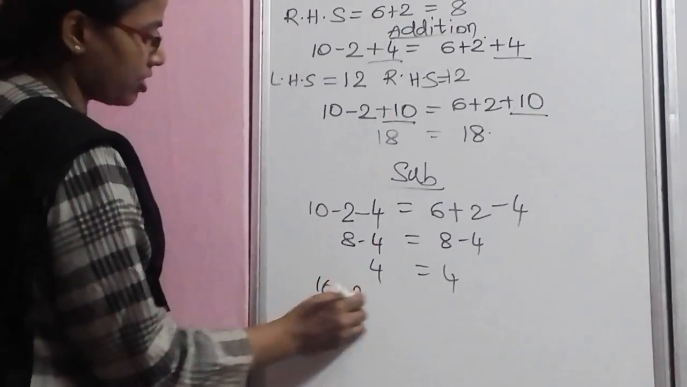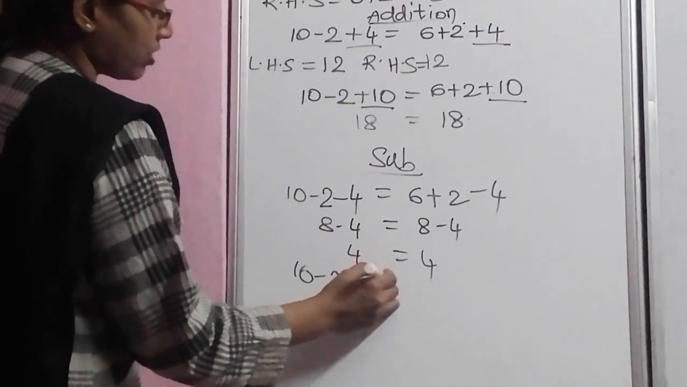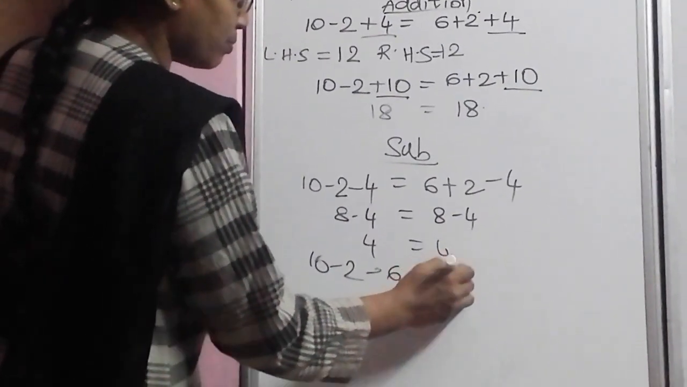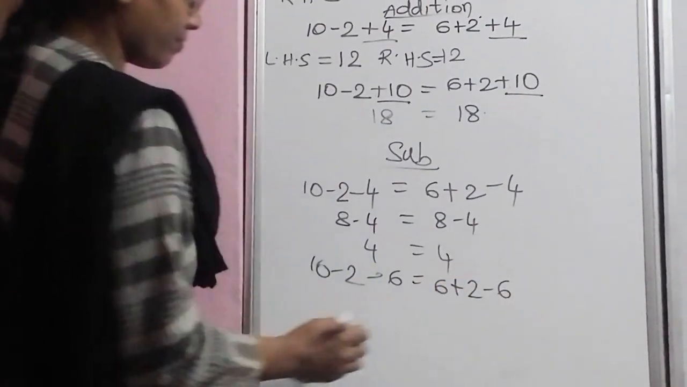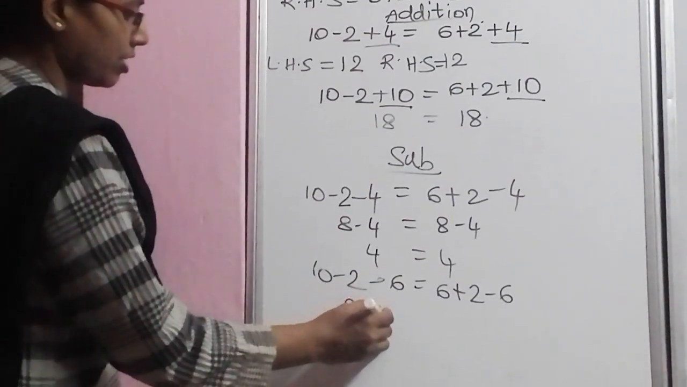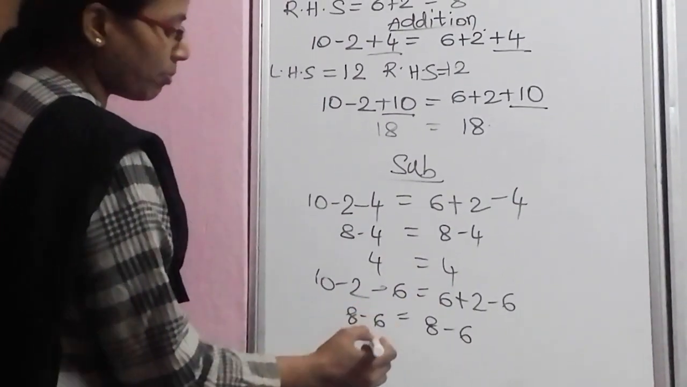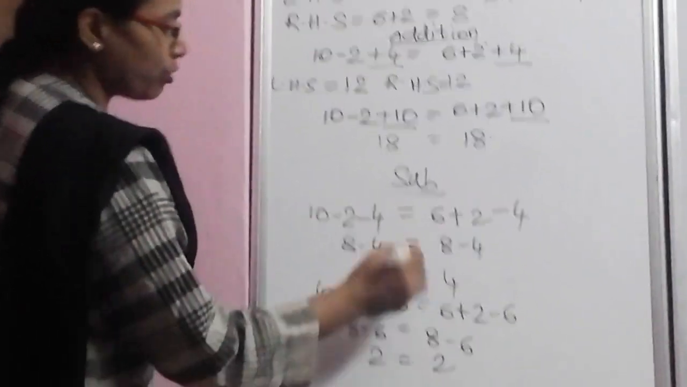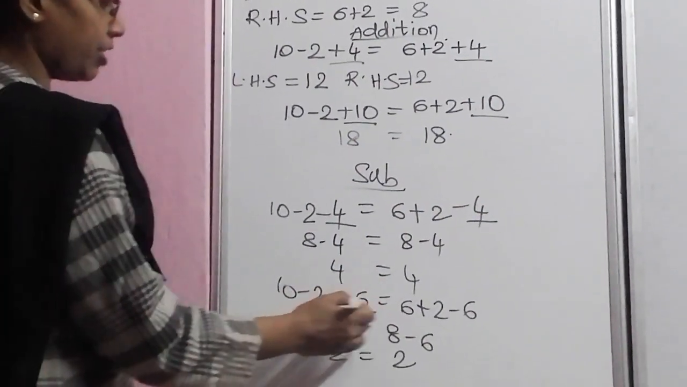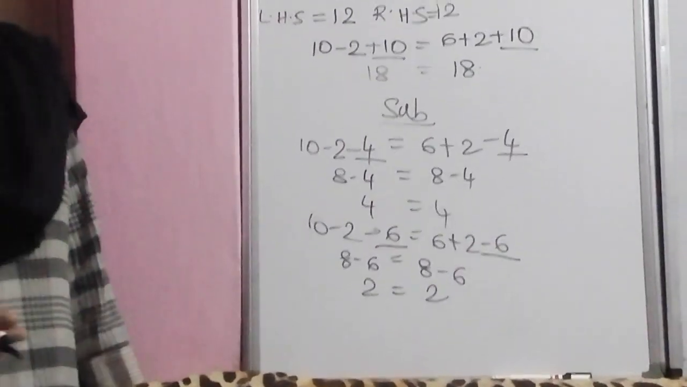One more set let us take. 10 minus 2 minus 6 is equal to 6 plus 2 minus 6. So here what is the answer? Here you get 8 minus 6 and here it is 8 minus 6, both the sides. So 8 minus 6 is 2 and this is also 2. So here also when you subtract the same number on both the sides, the equality remains the same.